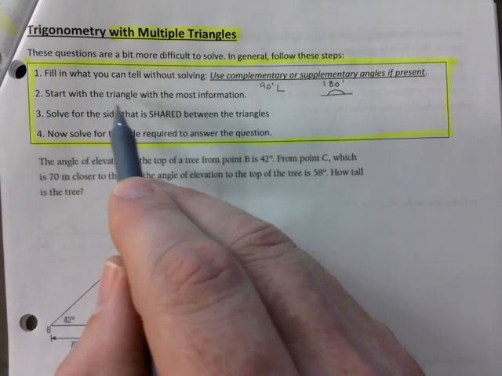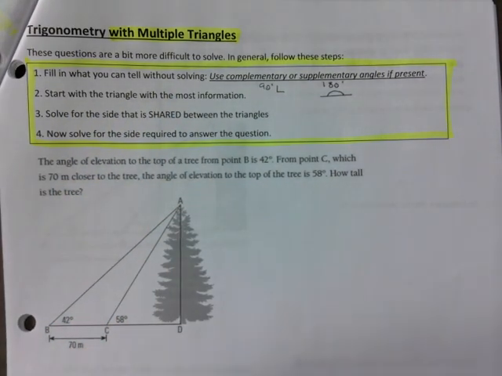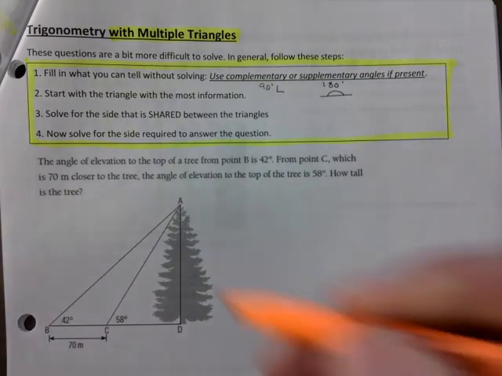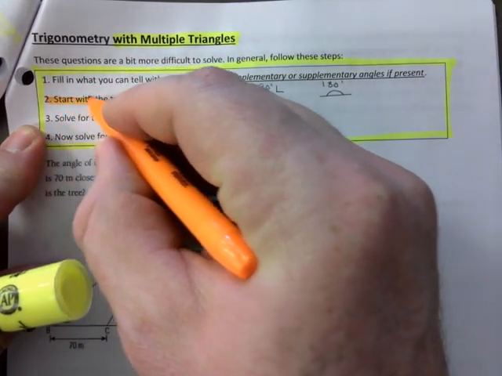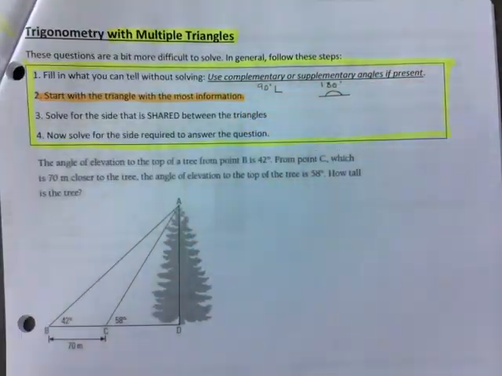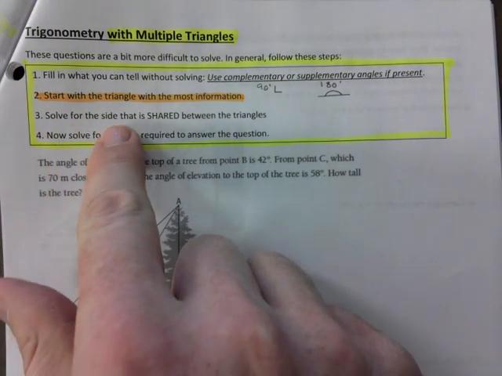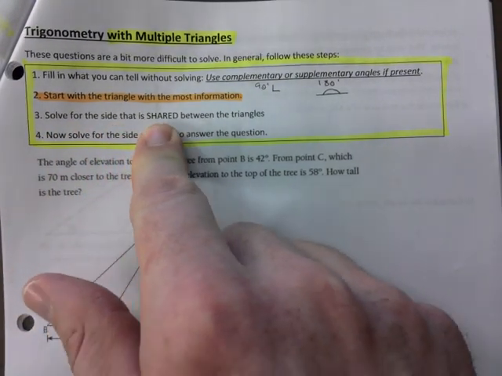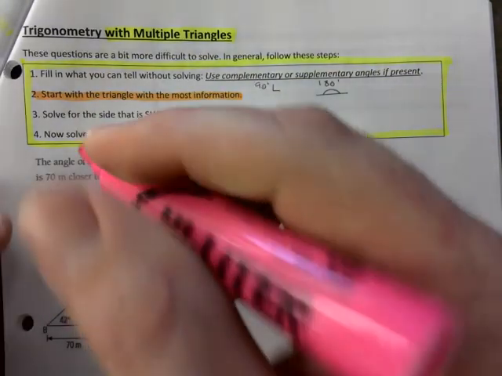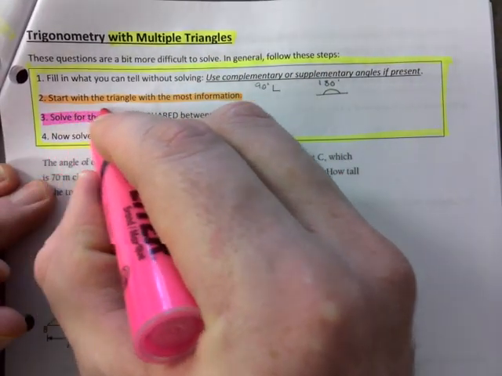Number two, start with a triangle with the most information. That's probably worth highlighting because some students start with the one that doesn't have much and then they're stuck. Start with a triangle with the most information. Three, solve for the side that is shared. That's what I would suggest.